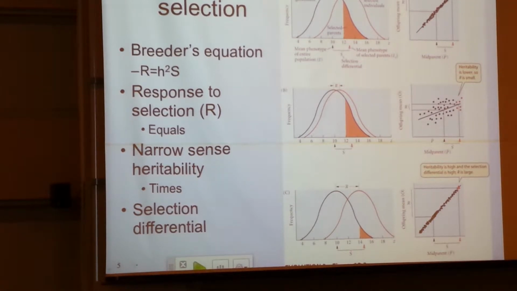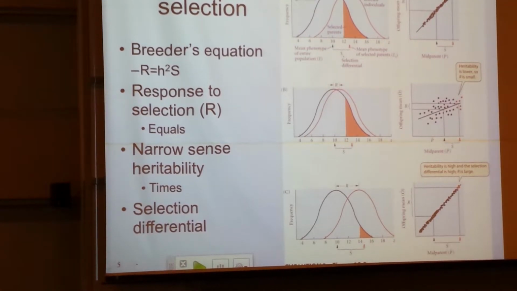Let me see if I can navigate you through this figure. So basically, we have three examples of selection. In each of the panels, we have the phenotype on the x-axis, and these are our distributions; they look fairly normal. The parental generation is in black, and the offspring generation is in red.